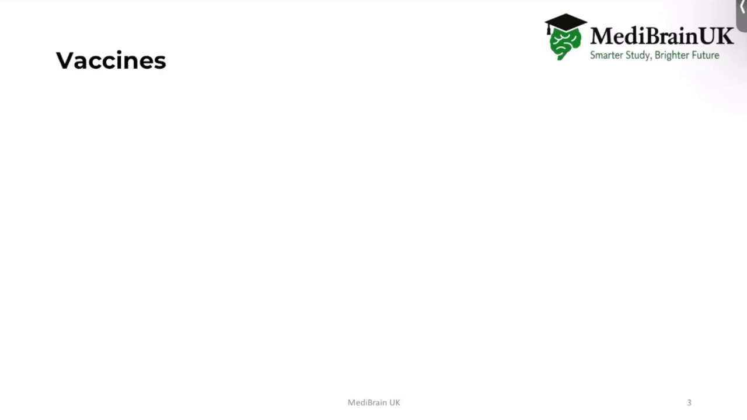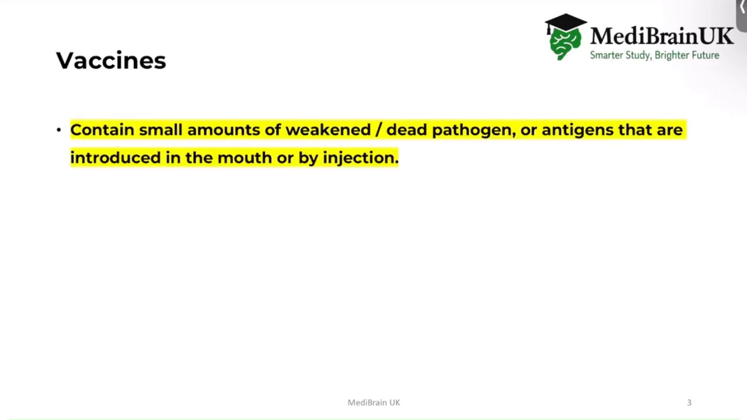So we're going to start off this lesson by looking at vaccines. If we think back to GCSE, the definition for vaccines is the exact same for A level. So vaccines contain small amounts of weakened or dead pathogen or antigens that are introduced in the mouth or by injection. That's the definition of what a vaccine is.